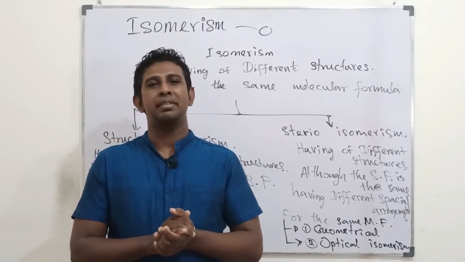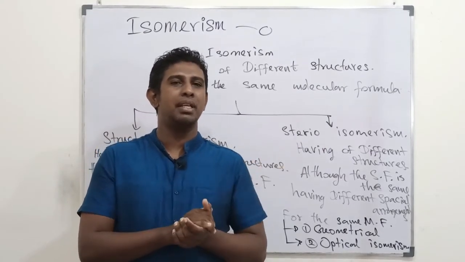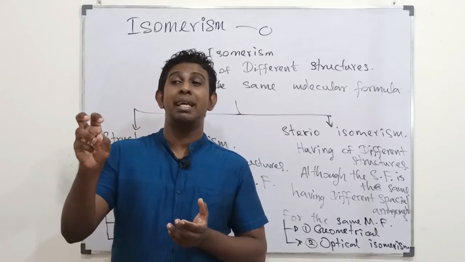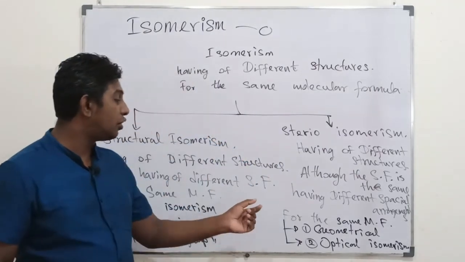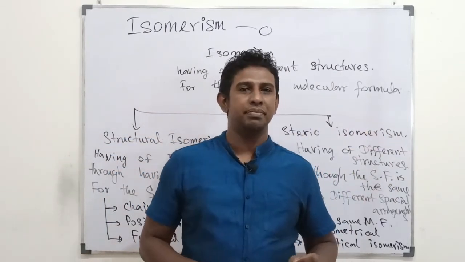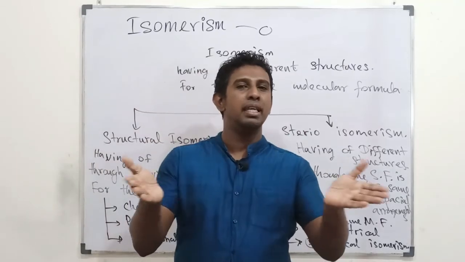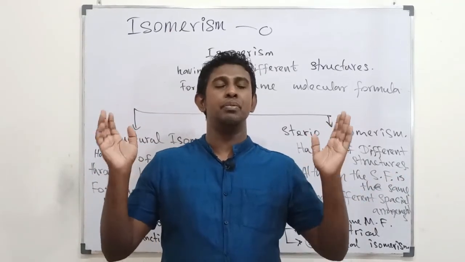That is what we call optical isomerism. We call it enantiomerism as well. The isomers are named enantiomers. Here the geometric isomers are named diastereomers. Those are the things we have covered in this lesson regarding isomerism.